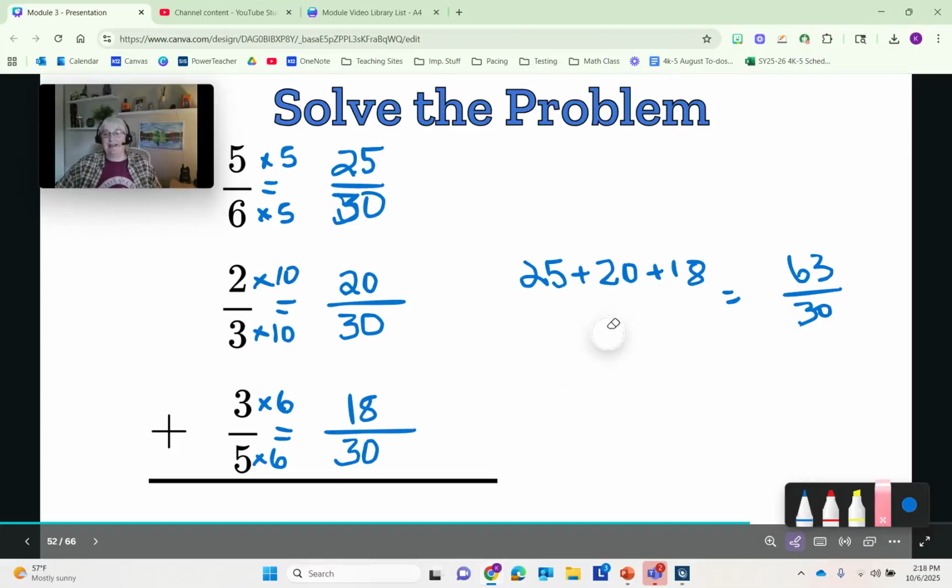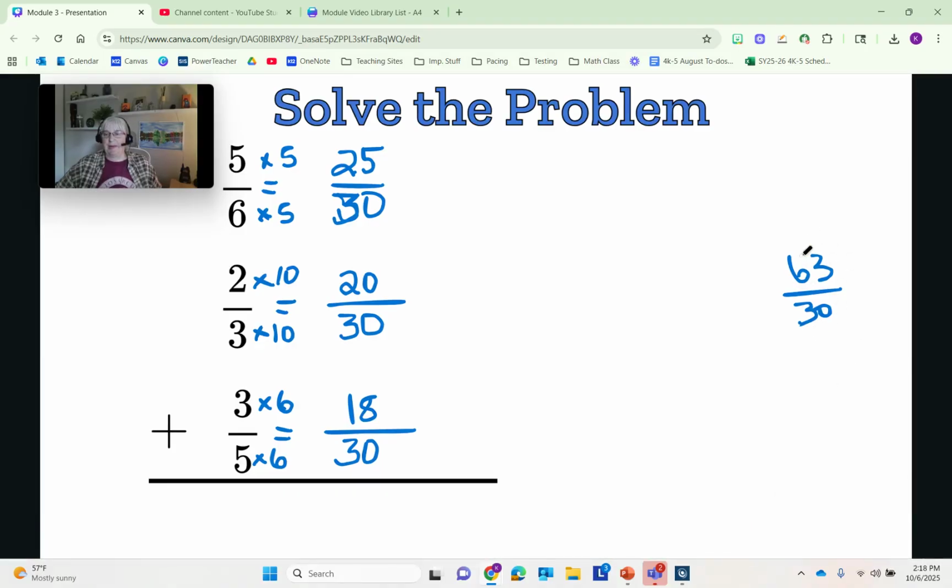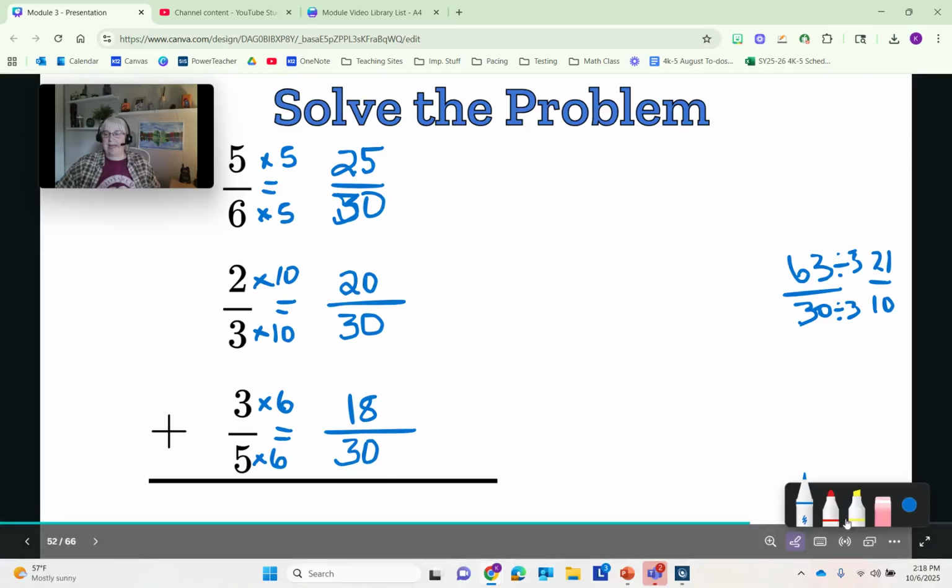We have an improper fraction here, but before I do that, I can see I can make this an equivalent fraction that is smaller or in simpler form because all these numbers are divisible by 3. 63 is divisible by 3 and so is 30. So I'm going to divide by 3. Whatever you do to one part, you have to do the same to the other part of your fraction. So 63 divided by 3 is 21, and 30 divided by 3 is 10. So 63/30 is the same as 21/10.